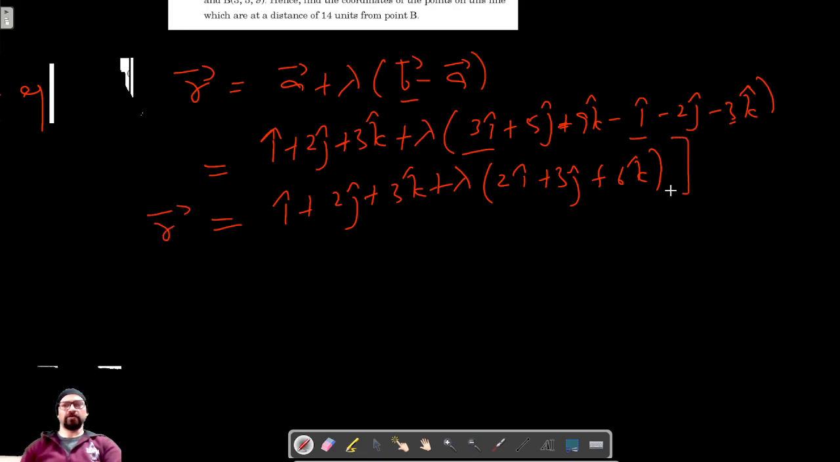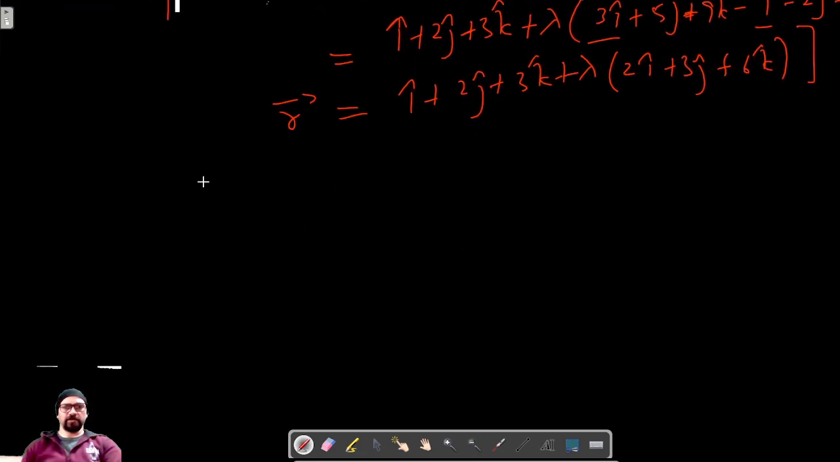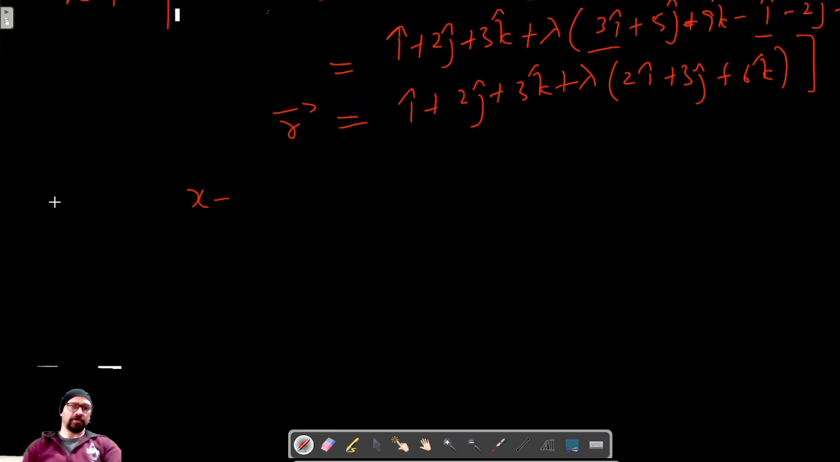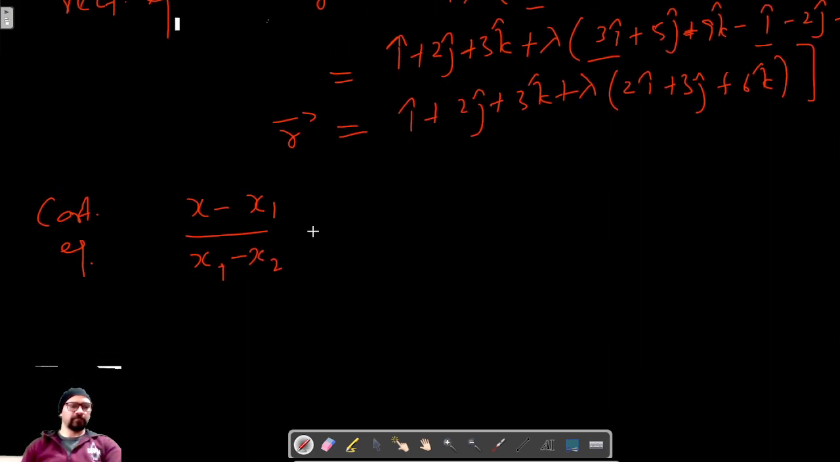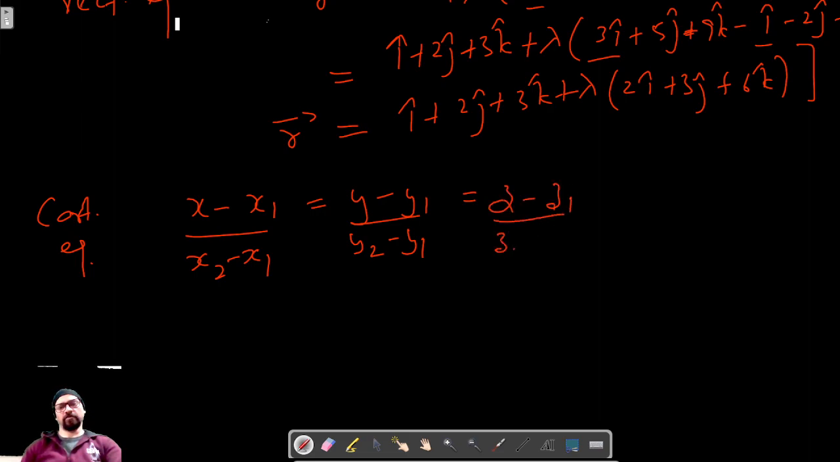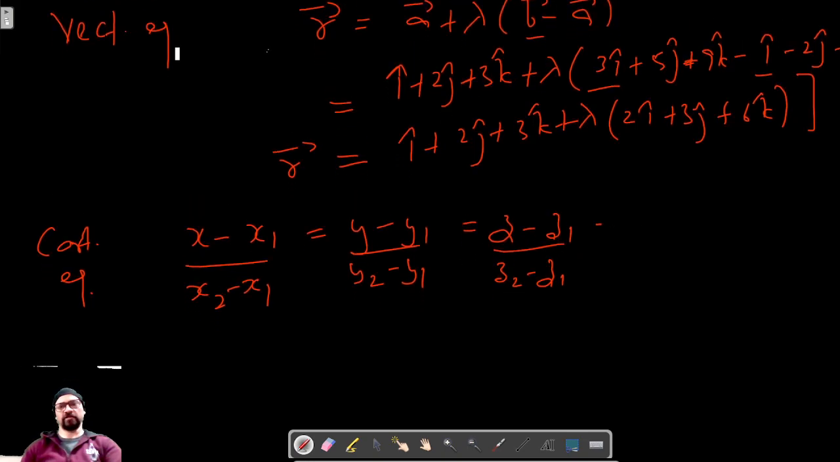So this is the vector equation, and we can also write down the Cartesian equation. The Cartesian equation of a line passing through 2 points is x minus x1 upon x2 minus x1, equals y minus y1 upon y2 minus y1, equals z minus z1 upon z2 minus z1. This is the Cartesian equation. Let's say this is equal to some constant, let's say lambda.